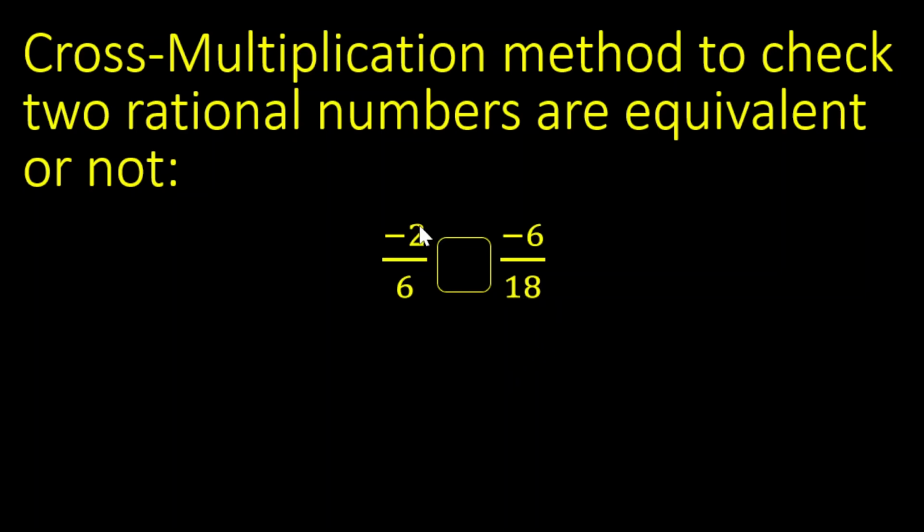Next question. 18 into minus 2, that is minus 36. 6 into minus 6 is minus 36. Because the products are equal, we can decide that the rational numbers are equivalent.